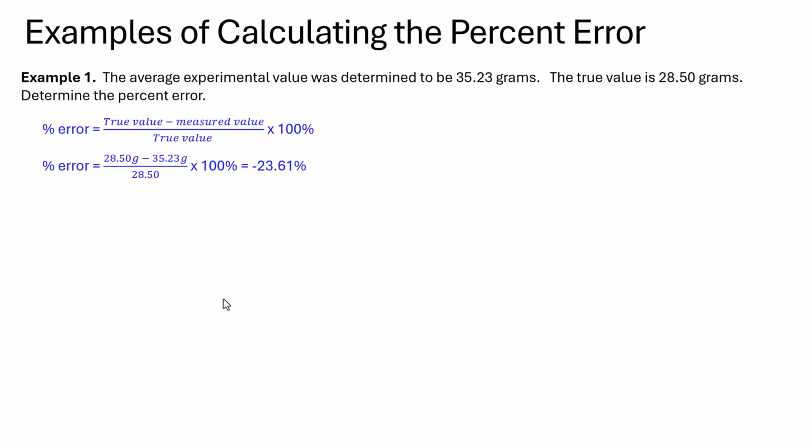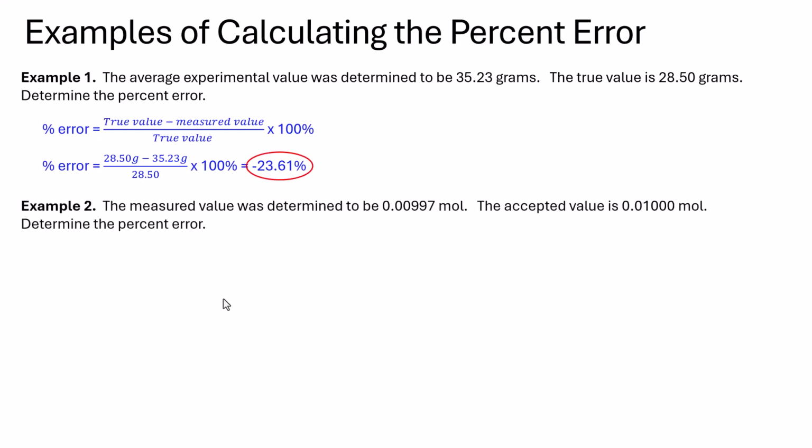That's a pretty high percent error, right? I'm not sure I'd want to buy something or use something like that to test me if it gives me almost a 24% error. Okay, example 2. The measured value, and did we pay attention to significant figures in this? Yes, we did. 4 significant figures. The measured value was determined to be 0.00997 moles. The accepted value is 0.01000 moles. Determine the percent error.